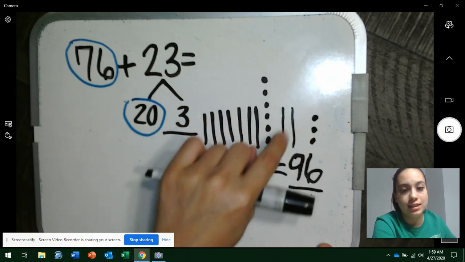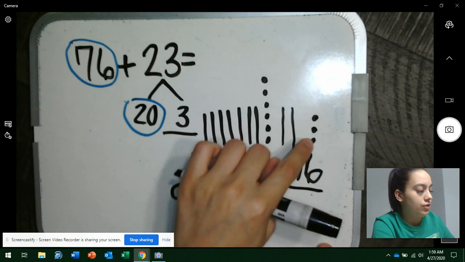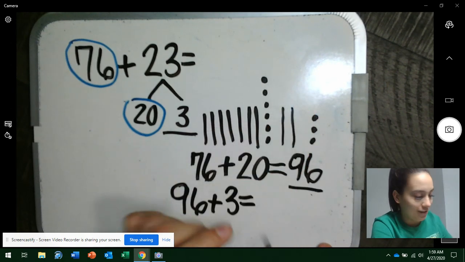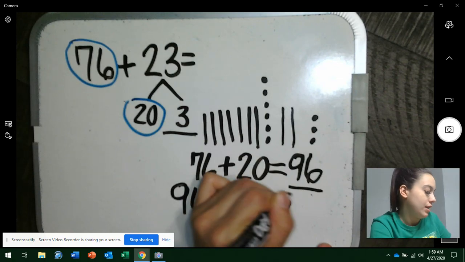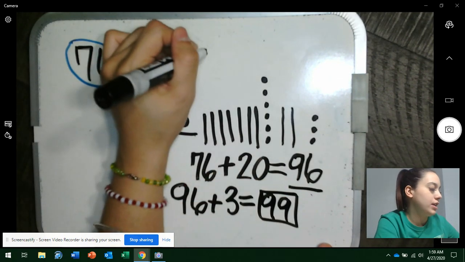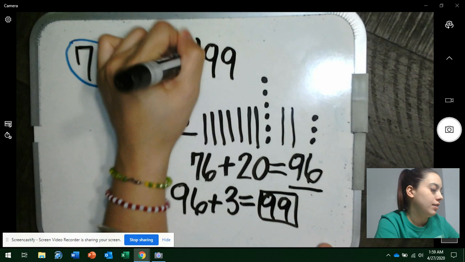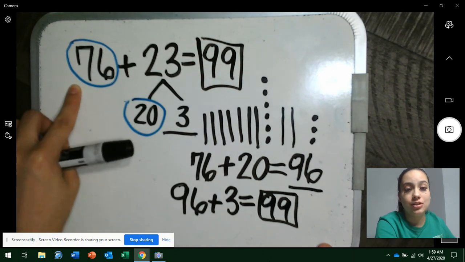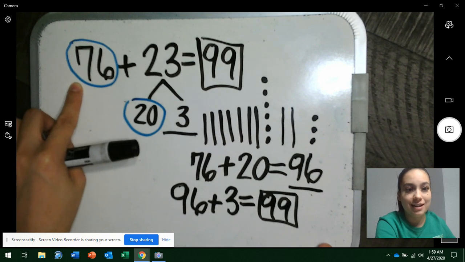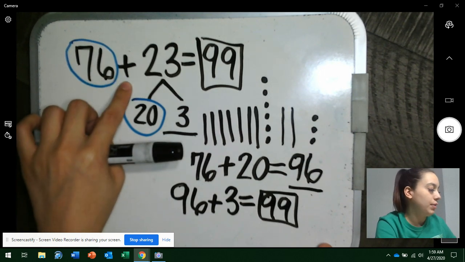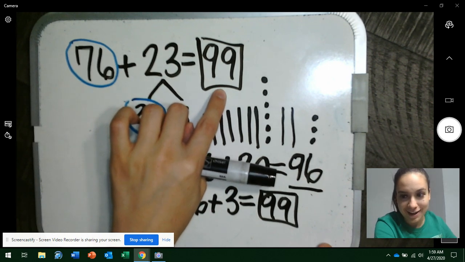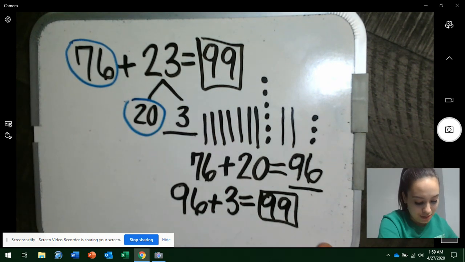So you have 96 plus 3. So 97, 98, 99. Very good. So your answer should have been 99. Don't forget to box your answer. Now let's read the number sentence starting with 76. Get ready? 76 plus 23 equals 99. Awesome. That was an amazing job.